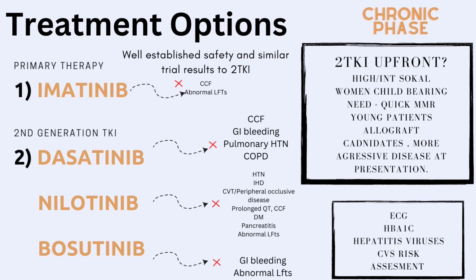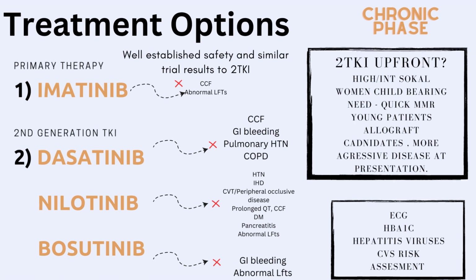Imatinib is better tolerated, but caution should be taken in abnormal liver function and congestive cardiac failure. Bosutinib is not approved by NICE in first-line therapy, but it can be used in second-line and can be used in most comorbidities except GI bleeding or abnormal liver function.